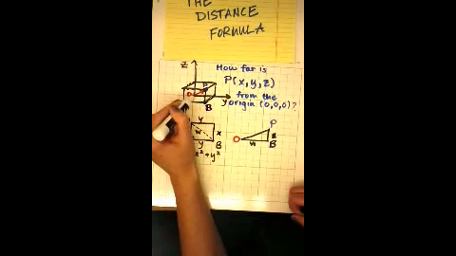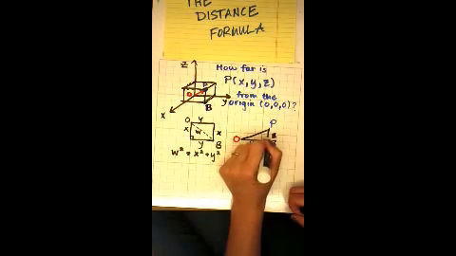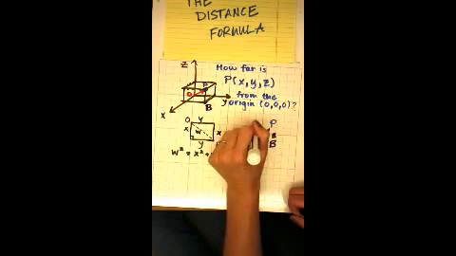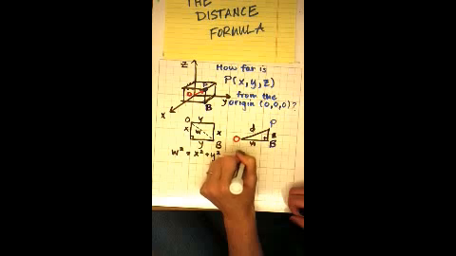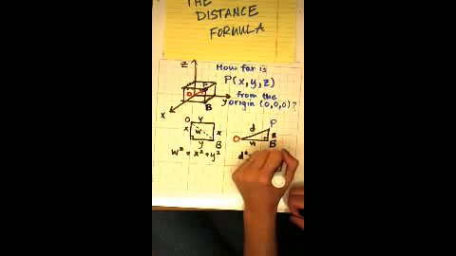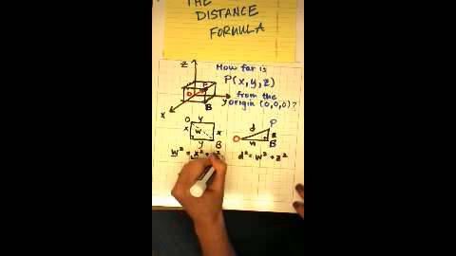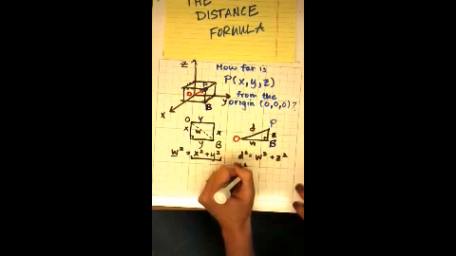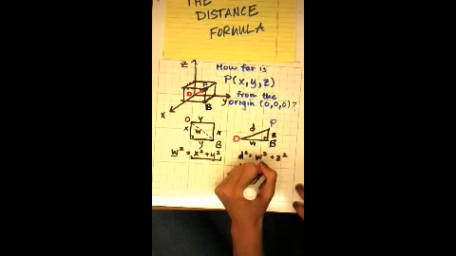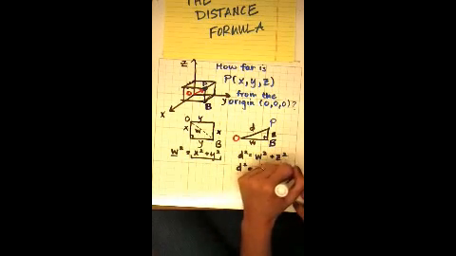So the distance from the origin to P is the length of this side of my triangle, and this of course is a right triangle, so I'm going to call that D. I know D squared equals W squared plus Z squared, and I also know that W squared is equal to X squared plus Y squared, so I get D squared equals X squared plus Y squared plus Z squared.